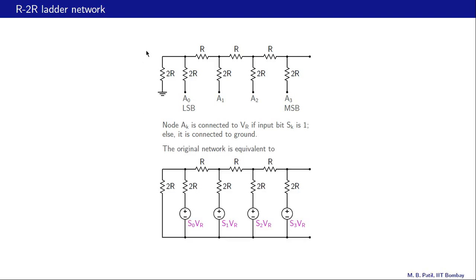We can replace this original network for convenience in analysis with this equivalent network, and let us see why the two are the same. This ground node here is the same as this common node. Now let us consider this node here, which is A0. The voltage at this A0 with respect to this node is S0 times VR. Now, if S0 is 1, then the voltage at A0 is VR, otherwise it is 0. And that is exactly the functionality we had over here. And similarly, we connect a voltage supply S1 VR here, S2 VR here, S3 VR over here.